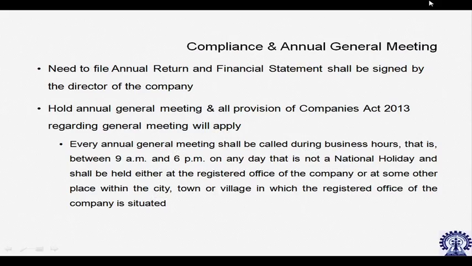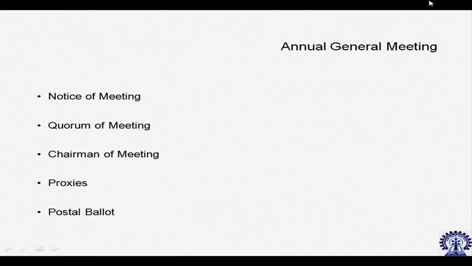So, all these details you need to provide in the annual general meeting, and all the people who are members of the company need to be called, and again you need to give a 21 days notice. This annual general meeting needs to be held in the registered office of the company, and it should be done from 9 a.m. to 6 p.m. on any working day.